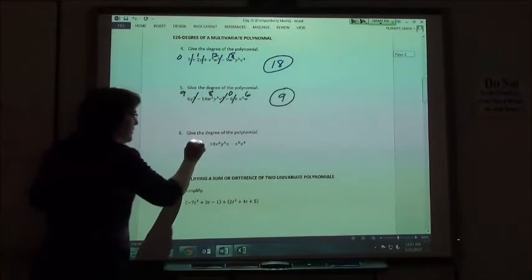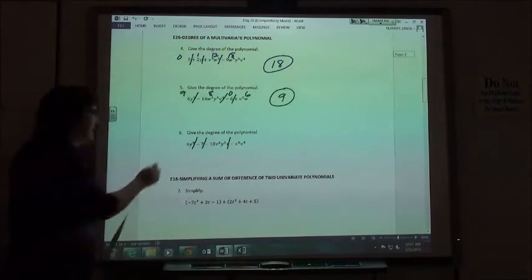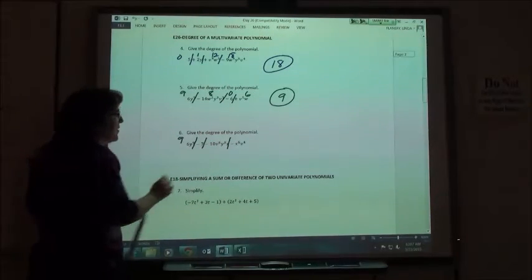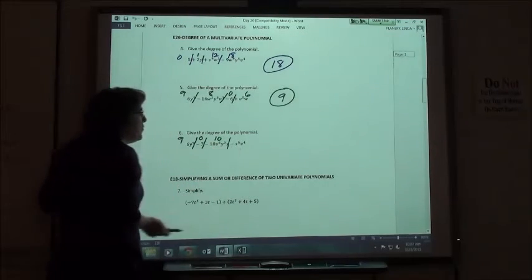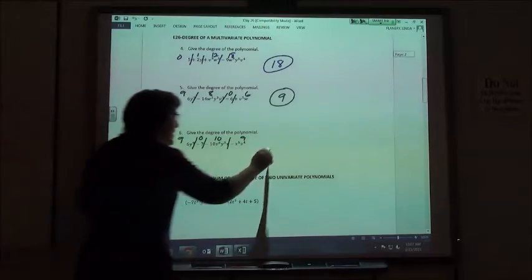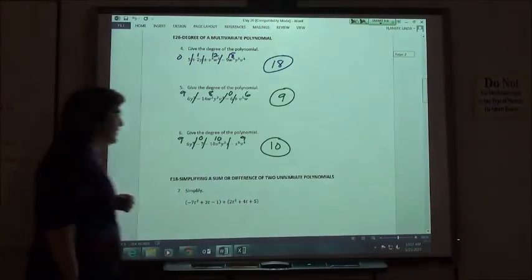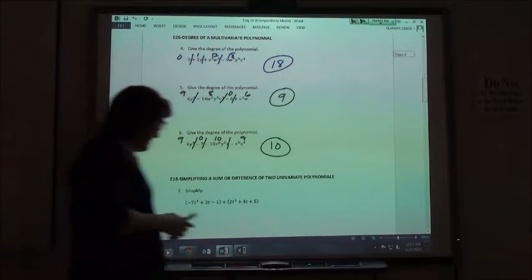And number 6, if I divide that up into its terms, the degree of the first term is 9. The second one, 0. The third one, 10. And the fourth one, 9. And so my answer would be 10. Easy enough once you know what to do, right?